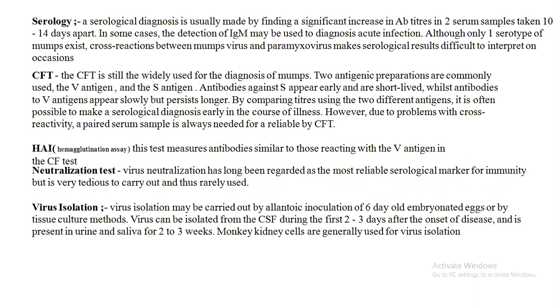Amylase level may be elevated. Serological diagnosis is usually made by finding a significant increase in antibody titers in two serum samples taken 10 to 14 days apart. In some cases, the detection of IgM may be used to diagnose acute infection. Although only one serotype of the mumps virus exists, cross reaction between mumps virus and other paramyxoviruses makes serological results difficult to interpret.